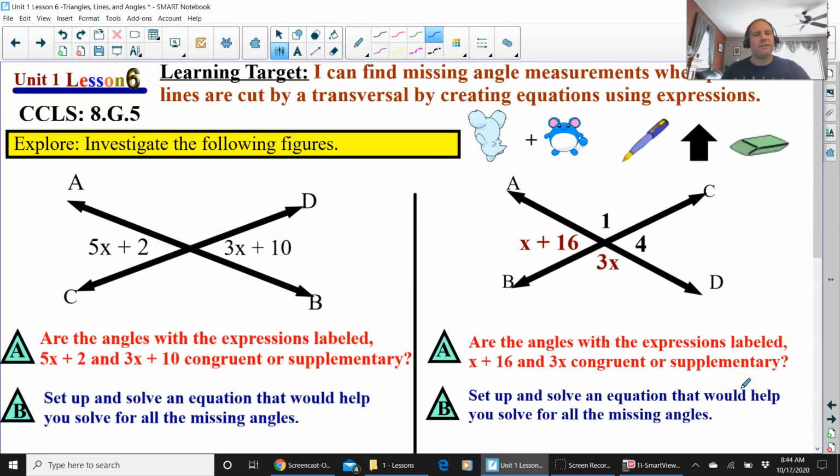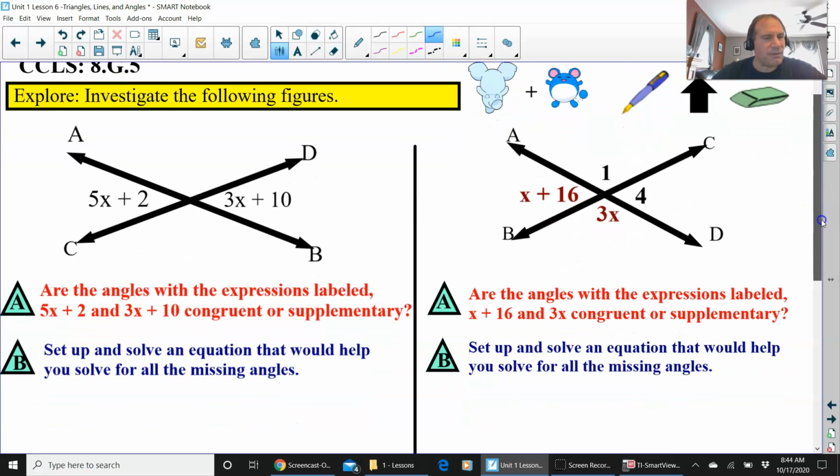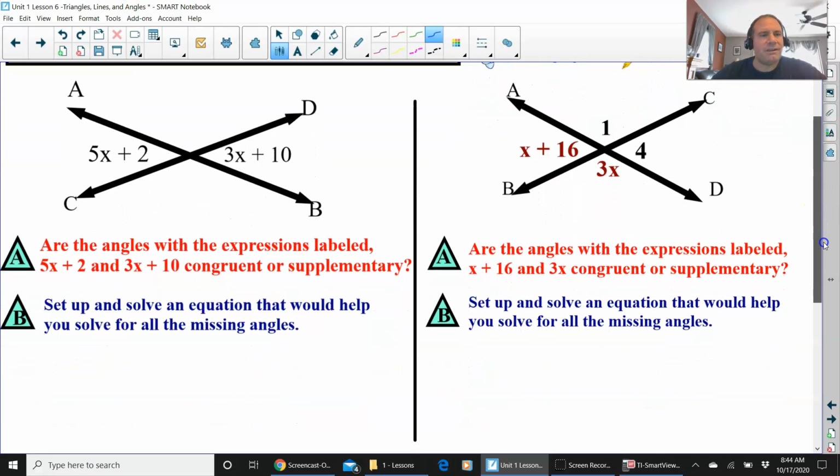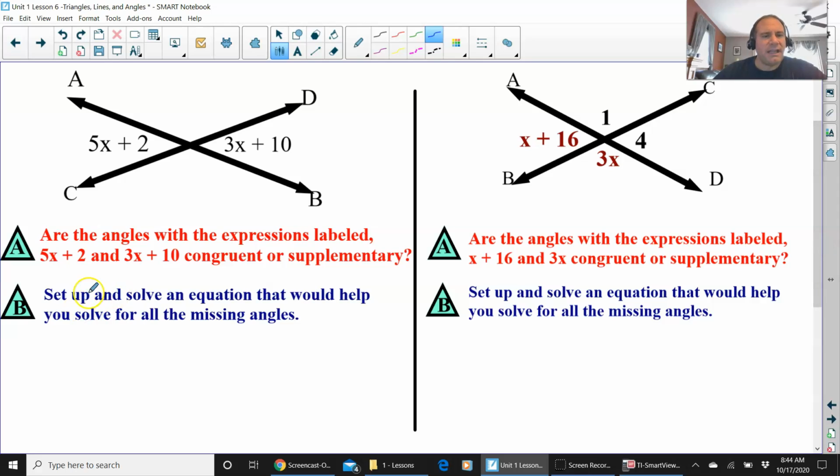So we're going to move into a part of the lesson that might be a little bit difficult for you. But if you pay attention to what I'm doing, I'll do the first couple with you, and we'll explore together, and we can hopefully make some sense of it. So question A asks, are the angles with the expressions labeled 5x plus 2 and 3x plus 10 congruent or supplementary? So let's go over some vocabulary.